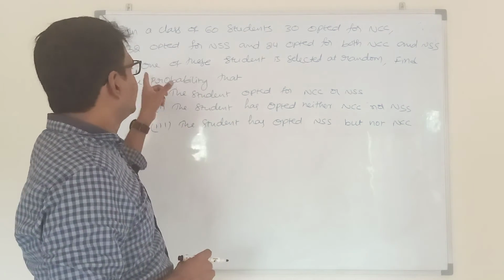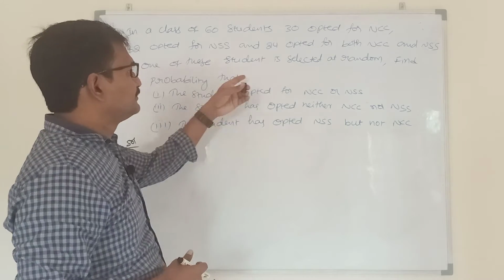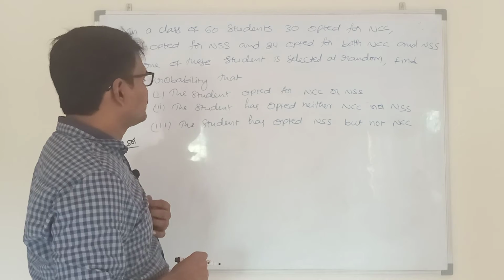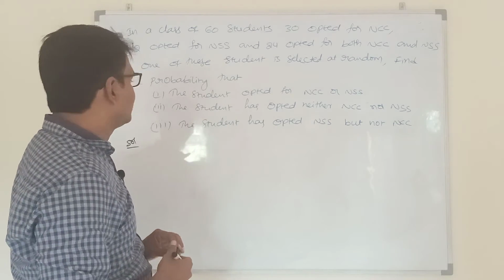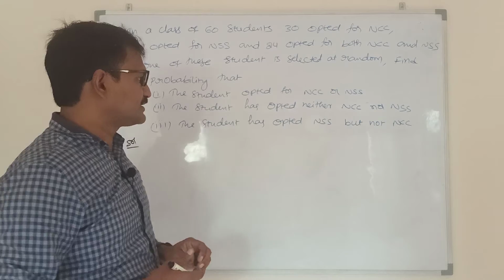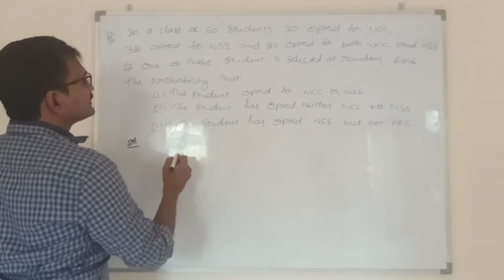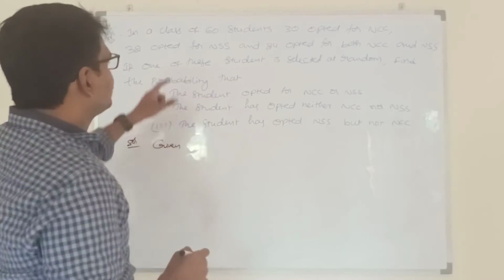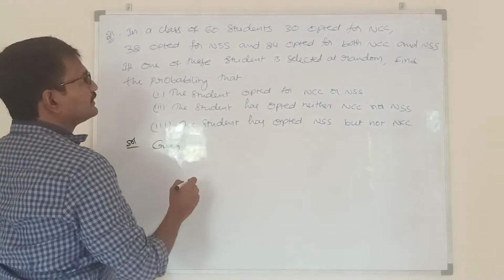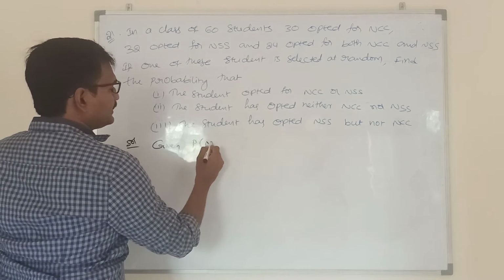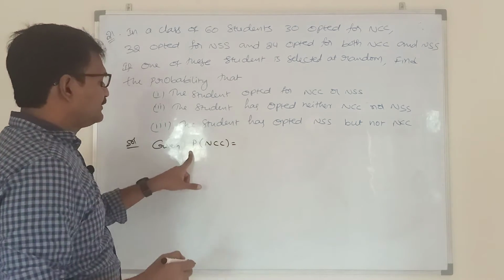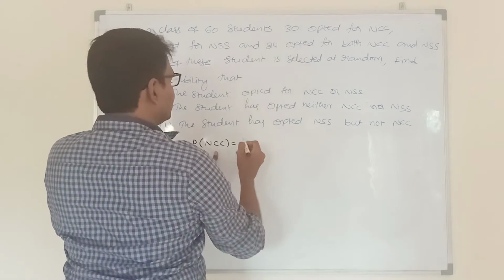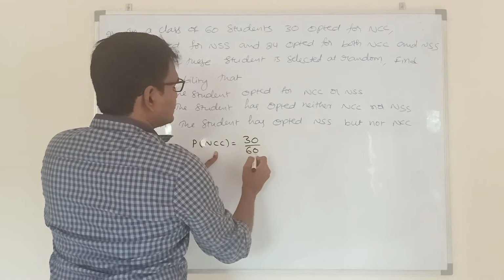Next, in a class of 60 students, 30 opted for NCC, 32 opted for NSS and 24 opted for both NCC and NSS. If one of these students is selected at random, find the probability that the student opted for NCC or NSS. Second, the student has opted for neither NCC nor NSS. Third, the student has opted for NSS but not NCC. So what is given? 30 out of 60 students opted for NCC, so the probability of a student opted for NCC is 30 out of 60.